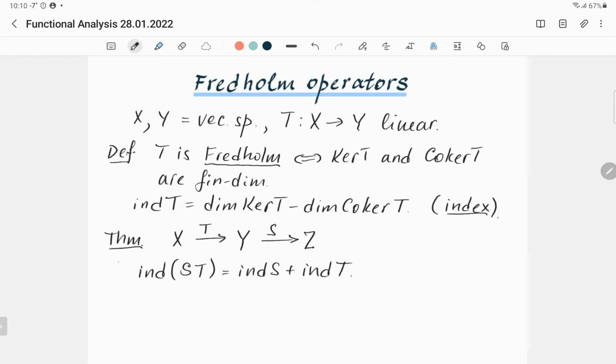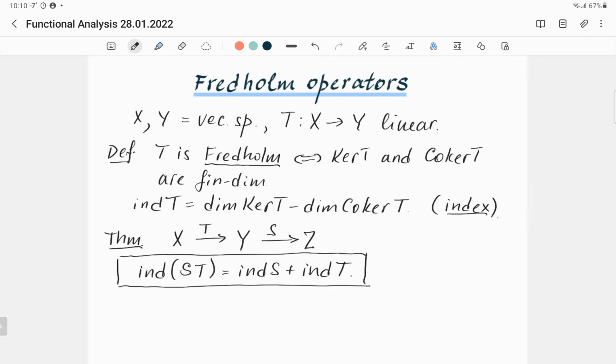More exactly, the formula means the following. You have two operators, S and T, and if we look at the three operators, S, T, and ST, their composition, and if any two of these three operators are Fredholm, then so is the third one, and this formula holds. So in particular, if you have two Fredholm operators, then their composition is a Fredholm operator, and we have this formula. So this is a very useful property of the index.